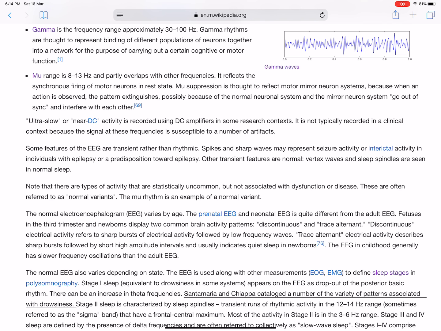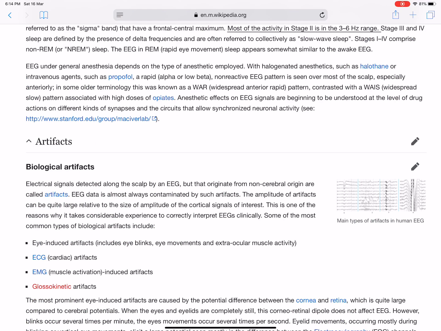Stage 2 sleep is characterized by sleep spindles, transient runs of rhythmic activity in the Hertz range, sometimes referred to as the sigma band, that have a frontal central maximum. Most of the activity in Stage 2 is in the Hertz range. Stage 3 and IV sleep are defined by the presence of delta frequencies and are often referred to collectively as slow-wave sleep. Stages I to IV comprise non-REM or NREM sleep.